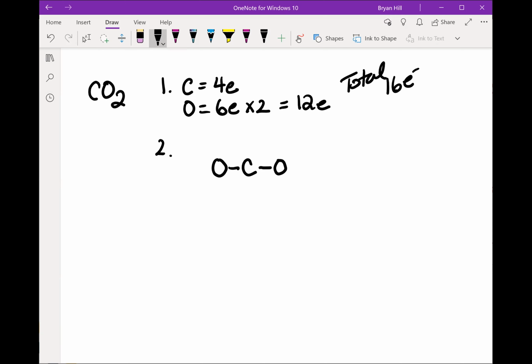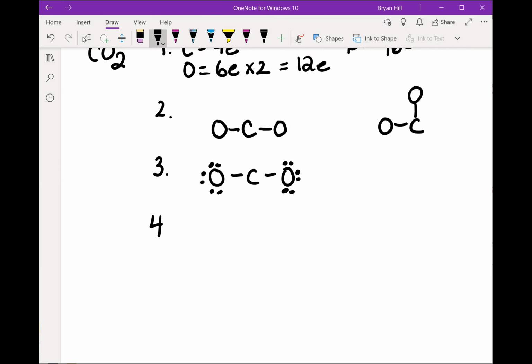I've drawn this in a linear fashion because to me, that looks more symmetrical than if I had drawn it like this. We're going to see a bit later on why. So that's the second step. Third step is we are going to complete the octets of the atoms on the periphery. So this oxygen's got 2, 4, 6, 8. The other oxygen's got 2, 4, 6, 8. They're both good. Okay, so we've done that.